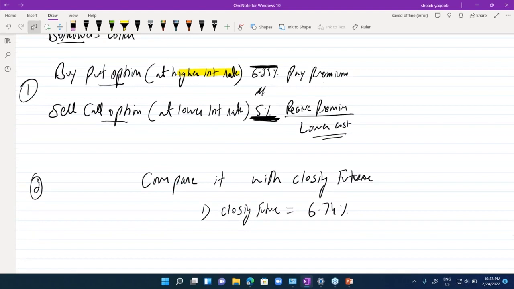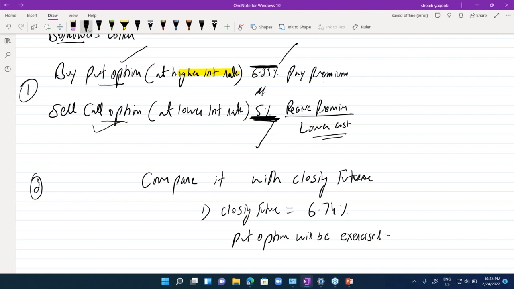So guys, 6.74%, which option will be exercised? Put or call? Put option. Anything above this will be exercised. Anything below this will be exercised. So put option will be exercised.